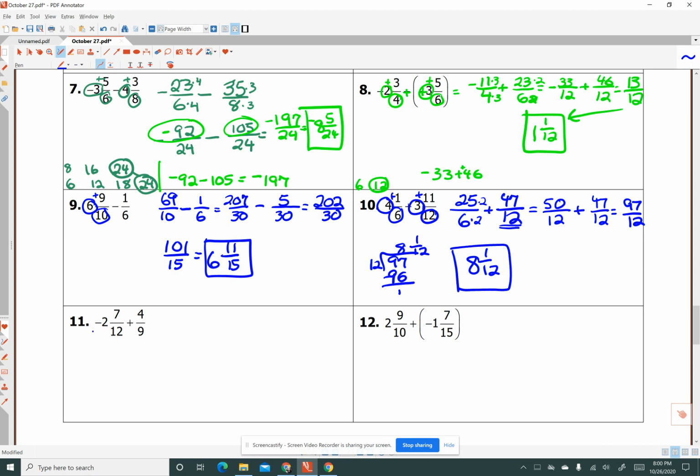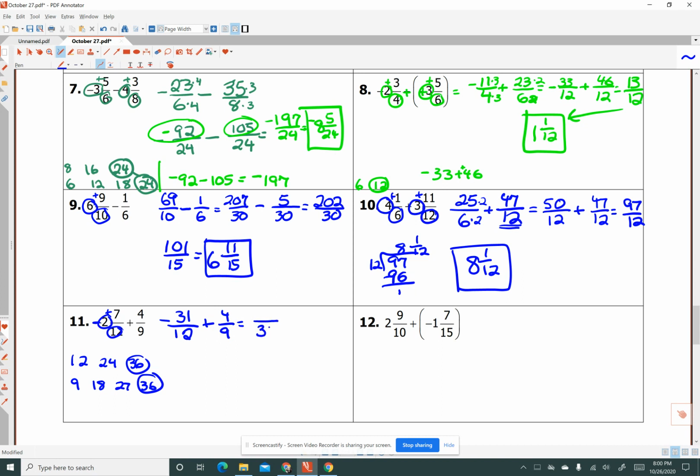Number 11, we have a negative number, be careful with that. So 12 times 2 is 24, plus 7 is 31. So that's a negative 31/12 plus 4/9. Now we need a common multiple. Well, the multiples of 12 are 12, 24, 36. Multiples of 9 are 9, 18, 27, 36. That's our least common multiple.